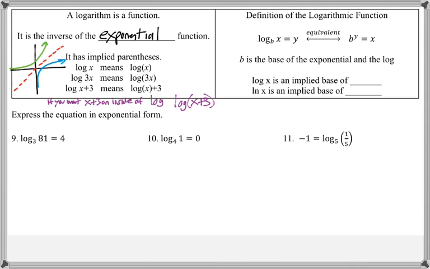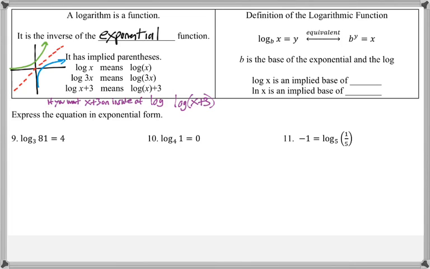Okay, so then we have the definition of the logarithmic function. And the definition is that we can have it in this form: log base b of x is equal to y. But we also have an equivalent exponential form. And this is really true for every logarithm. Every logarithm has an equivalent exponential form, and we can convert back and forth between these two. So sometimes it's going to be better to have our equation in logarithmic form. Sometimes it's going to be better to have our equation in exponential form.